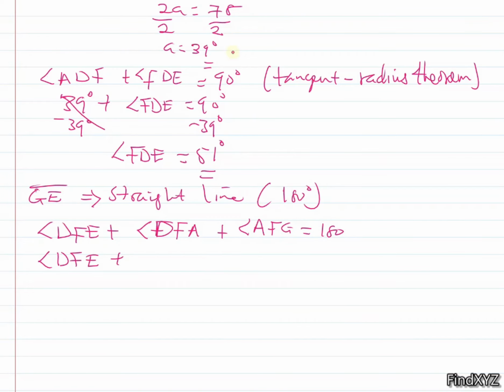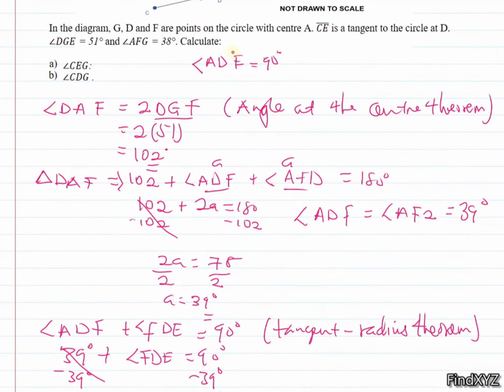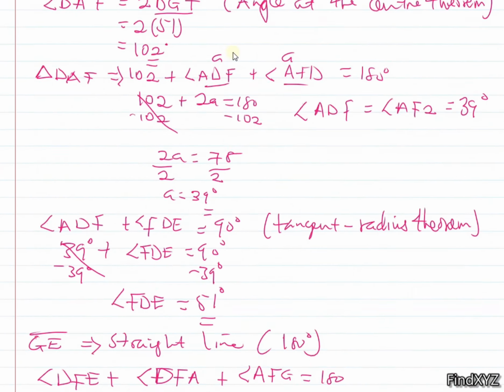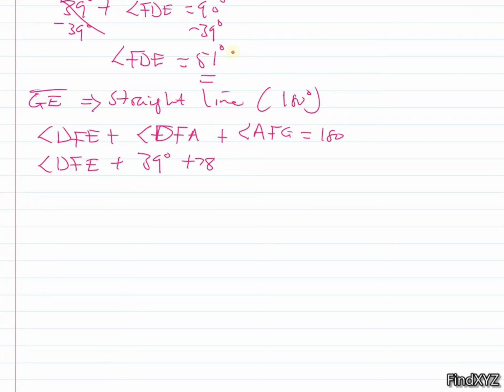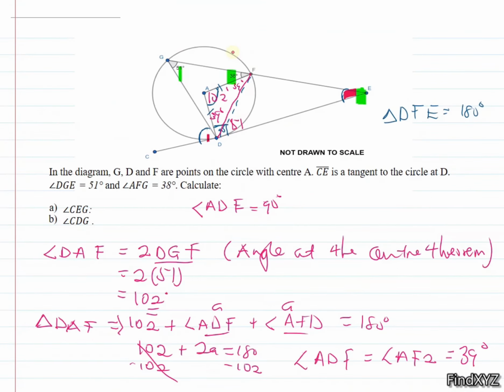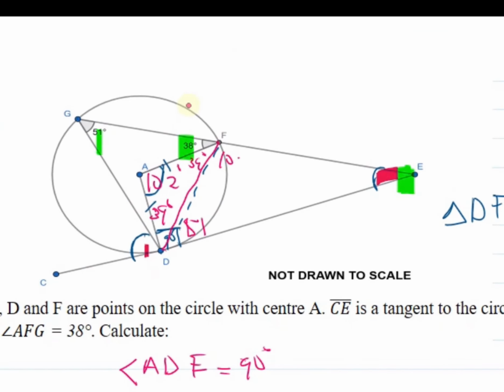And angle DFA was giving us 39 degrees, which I have already found, plus angle AFG. Angle AFG is giving us 38 degrees, which was given to us in the question. All this should add up to 180 degrees. So we can sum this angle. That will give us 77 degrees. It's equal to 180 degrees. Then we can subtract 77 on both sides. So we can say angle DFE is equal to 180 minus 77, which will give us 130 degrees. So we have angle DFE to be 130 degrees.